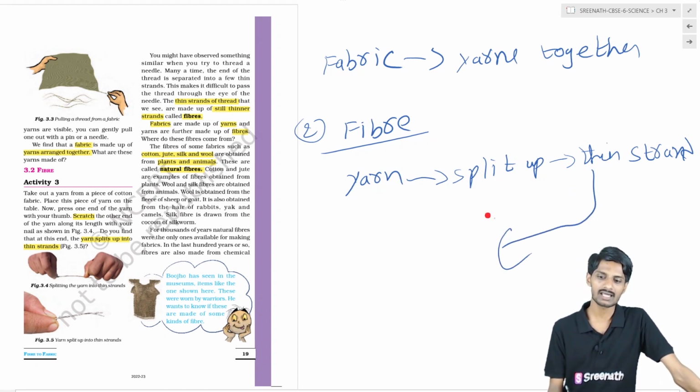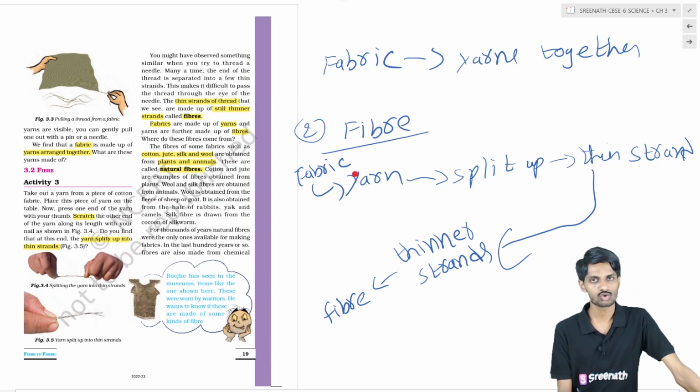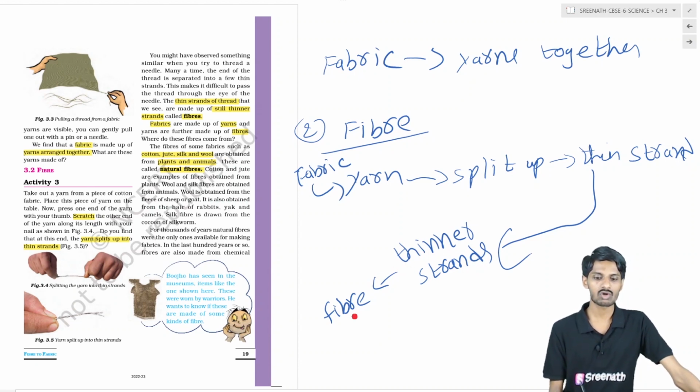If those thin strands are further split up into some more thinner strands, we call those even thinner strands fiber. So basically, this is the cycle. The fabric is made of so many yarns together, and whenever you split up this yarn, it will split up into thin strands, and these thin strands are further split up into thinner strands. Those thinner strands we call fiber. So in this way fabric is made from fiber.